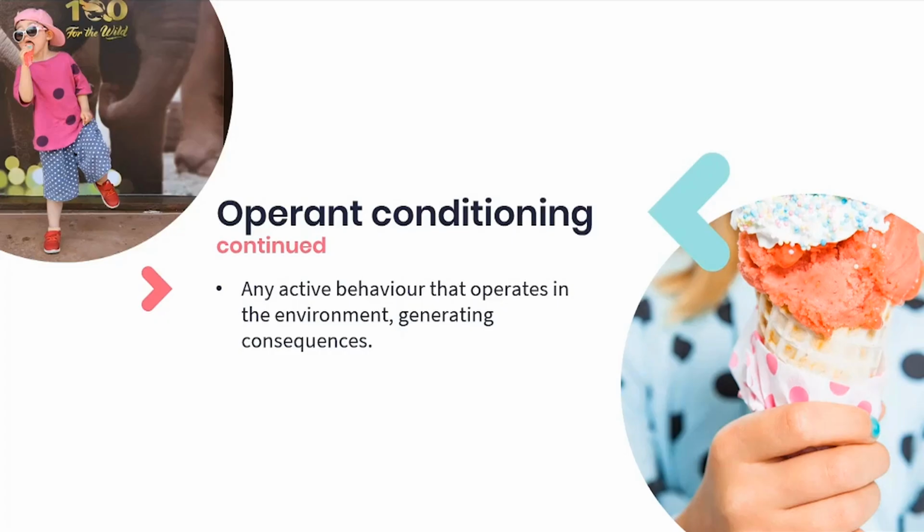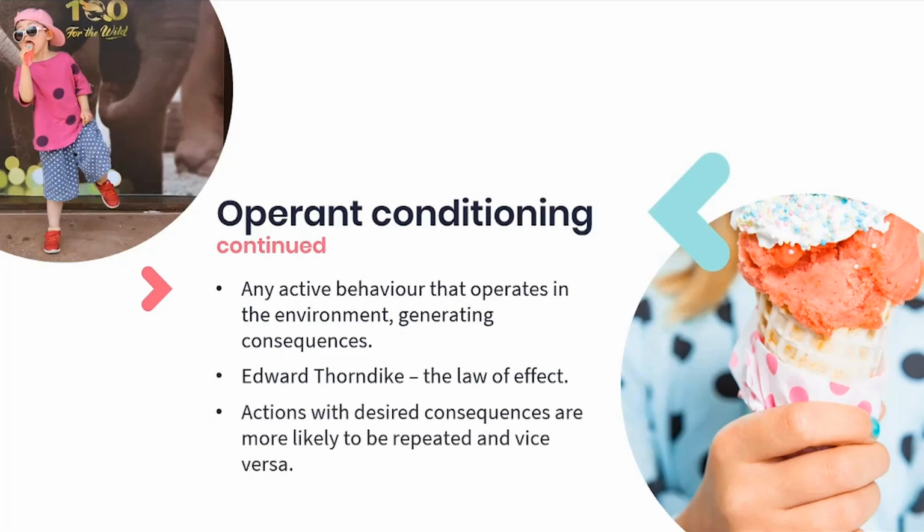Edward Thorndike built upon Skinner's theory and proposed the law of effect. According to the law of effect, actions that are followed by desirable outcomes are more likely to be repeated, while those followed by undesirable outcomes are less likely to be repeated.